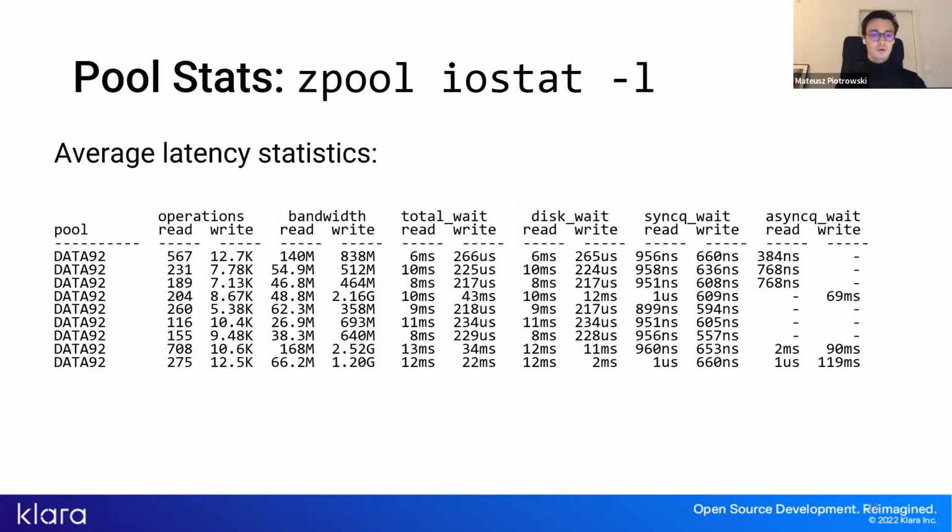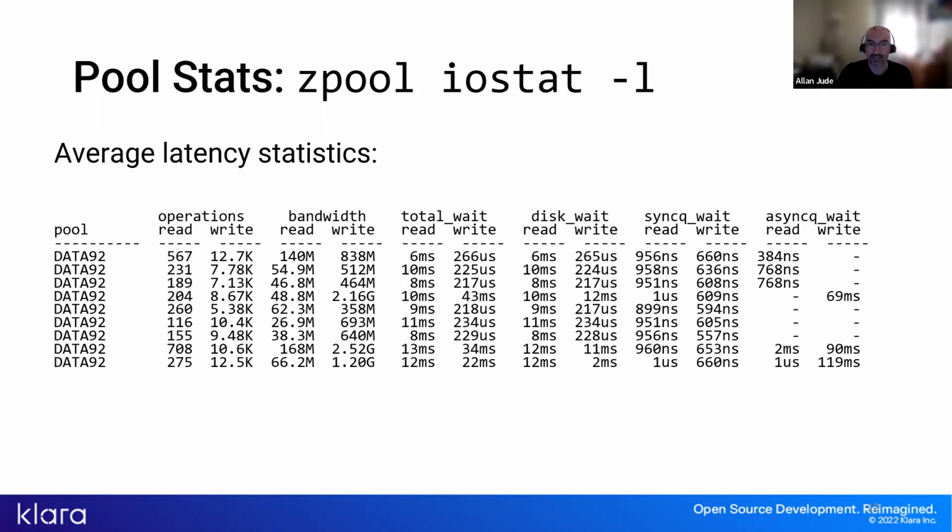And then another mode we have is the -L, which can be used for showing average latency statistics. Would you like to explain a bit more about it, Allan? Sure. In general, on the first line here, we wrote 838 megabytes in that 1 second, or whatever the period was that you ran zpool iostat with. And we see that most of the reads took about 6 milliseconds, whereas most of the writes only took 266 microseconds.